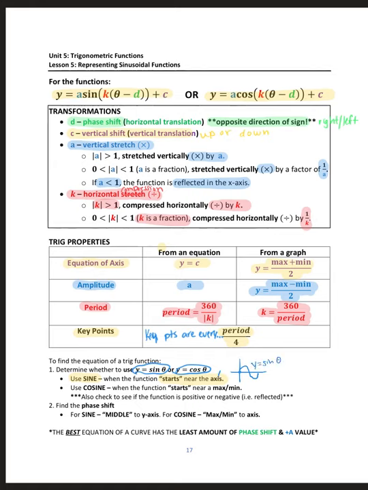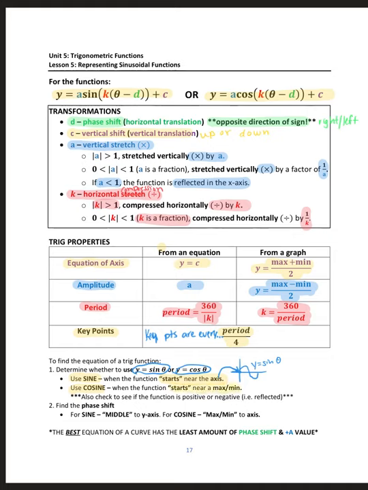So we can say it's starting at the axis, right? Our axis is at 0. That's where our sine curve starts. In terms of our cosine, when would we use cosine? We're going to use cosine when the function starts near a maximum or a minimum.